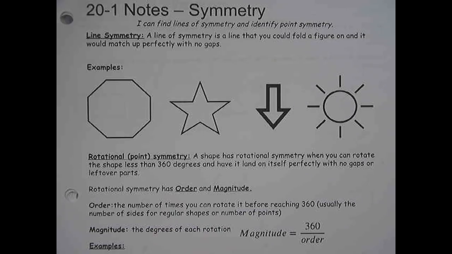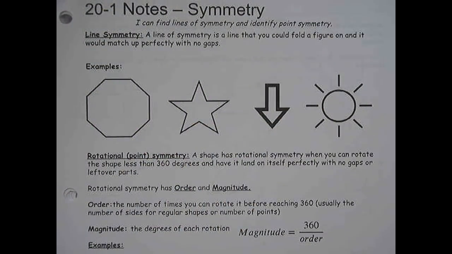Line symmetry is typically like if you've seen a kid's show that talks about symmetry, like Sesame Street or something. Usually they're talking about this kind of symmetry. Line symmetry is a line that you could fold a figure on and it would match up perfectly with no gaps.